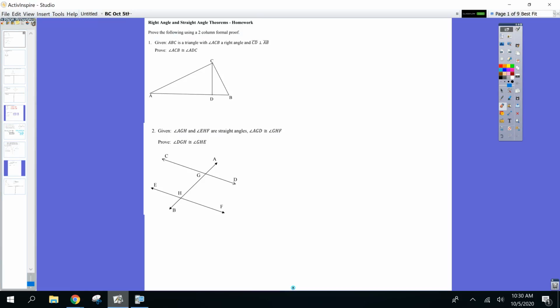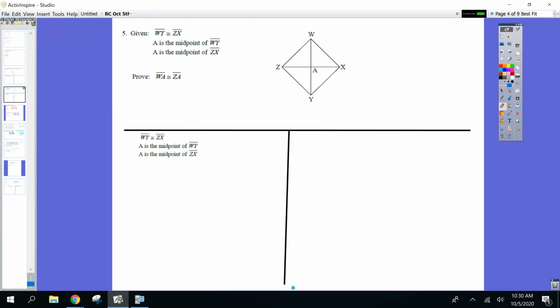Here we go, Quincy, where are we going? Number 5. Okay, everybody, number 5. Good question. Okay, here we go. Number 5. I start writing down the givens. Boom! What do I see?